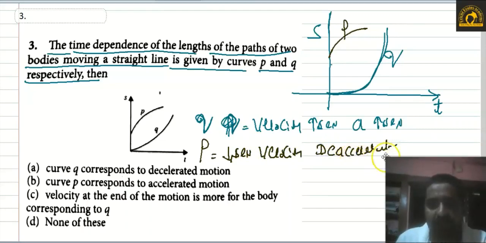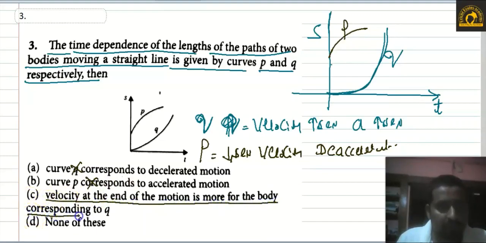That is the deceleration. So which option is correct? Curve Q corresponds to the decelerated motion? No. Curve P corresponds to the accelerated motion? No. Velocity at the end point of the motion is more for the body corresponding to Q.